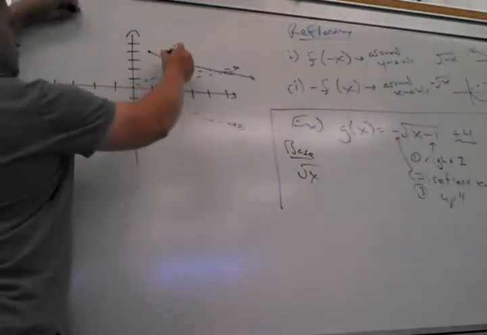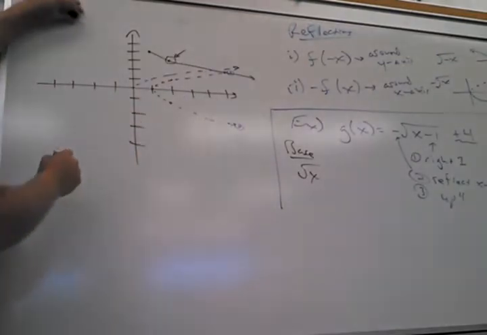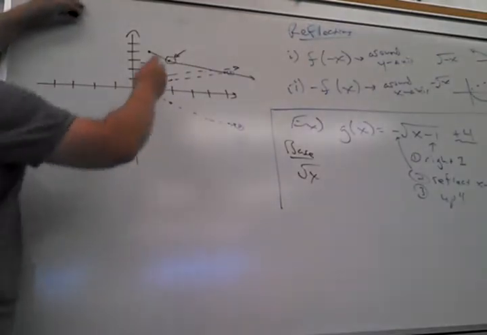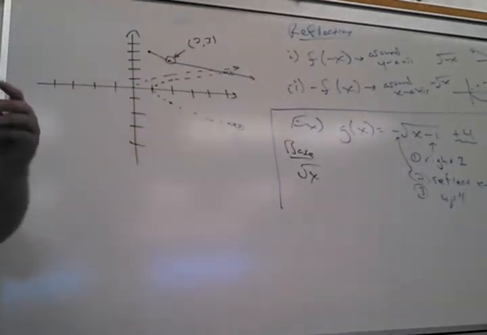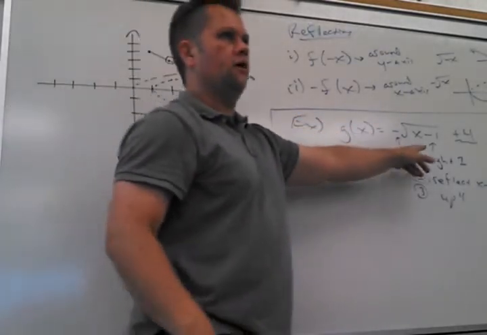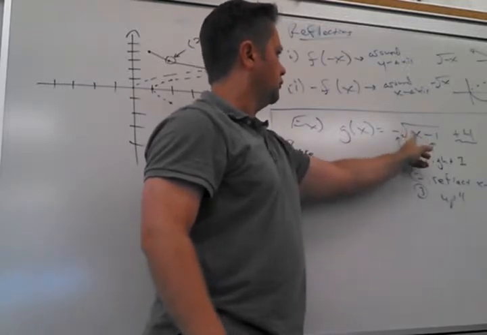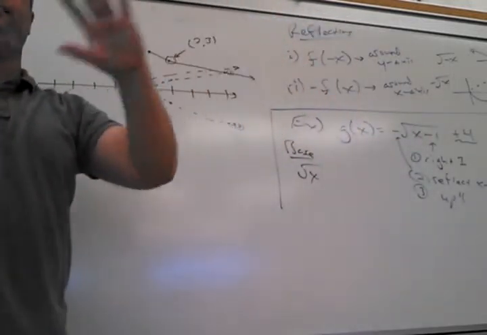So what point is this? 2, 3. So is that true? Is that a point on this graph? 2 minus 1 is 1. Negative square root of 1. Negative 1 plus 4 is 3. Yes, thank God. That's how you check yourself.